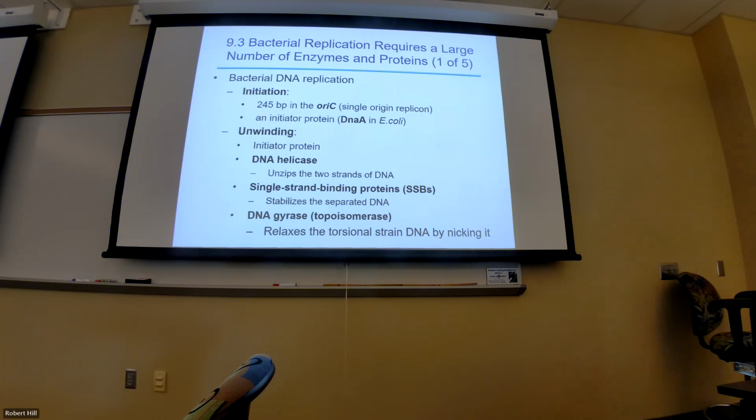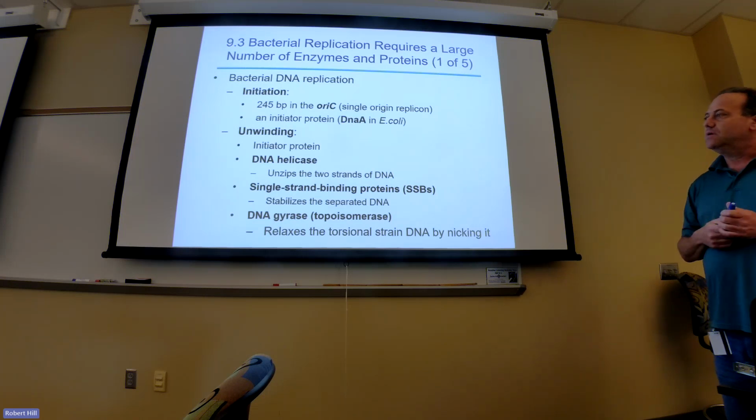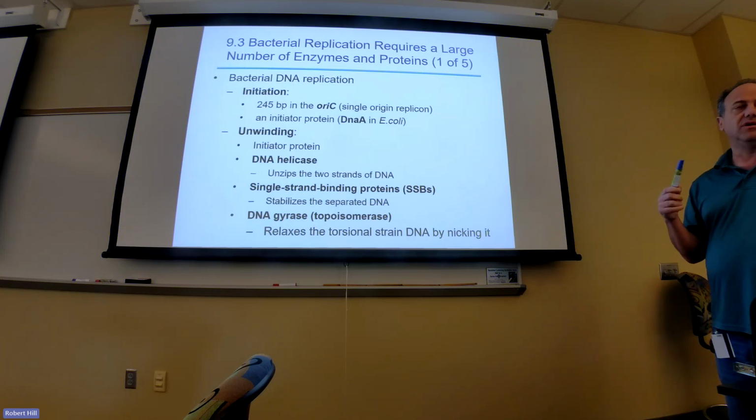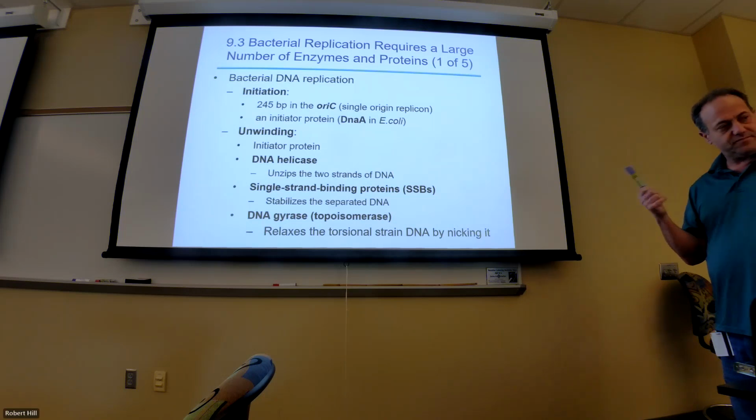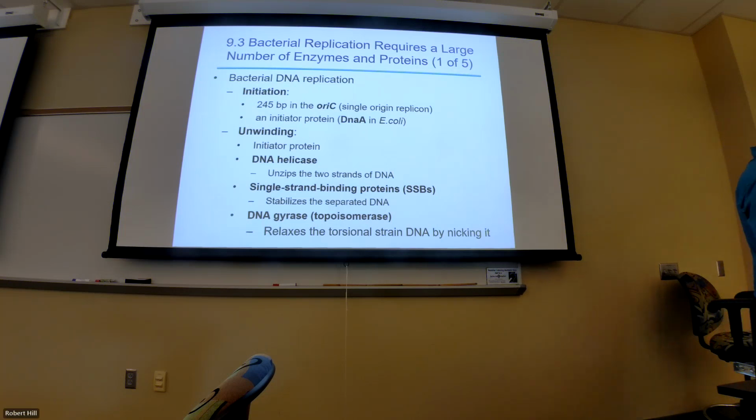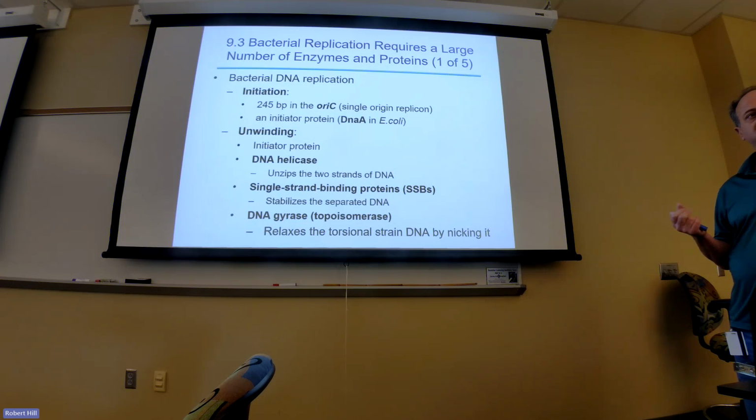Additionally, as you unwind, you start creating strain on the molecule. So there is an enzyme called DNA gyrase. This is in bacteria, which is a type of topoisomerase. Topoisomerases, if you remember from our lecture last time, are enzymes that can nick DNA and regulate the helical structure of it. So they'll nick DNA downstream, where DNA helicase is going to move to, and relax the molecule so that you can correctly unzip it and replicate it.